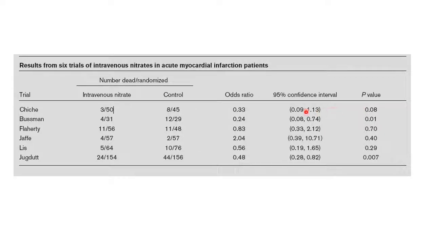Alternatively, if you were to look at the odds of dying in the intravenous nitrate group in this Busman trial, it was 4 out of 31, compared to the control group of 12 to 29. Here you have a smaller odds ratio, so the odds of dying after getting nitrates is lower than if you were to have no IV nitrates in this trial. The 95% confidence interval ranges between 0.08 up to 0.74. So this is considerably more narrow than what we saw with the previous trial above. And because this does not cross 1, the p-value is less than 0.01.